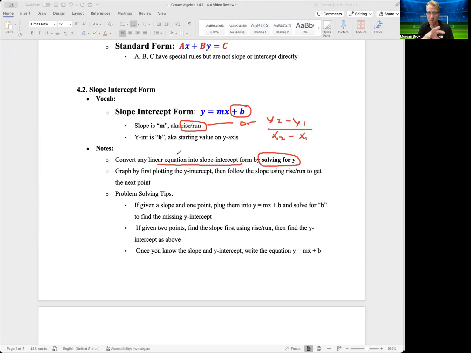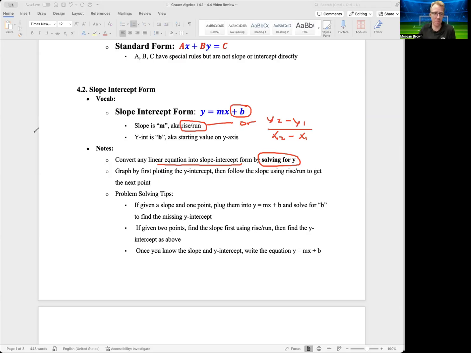Same thing you've been doing before. Move everything else away, add or subtract, move terms to the other side, and get y by itself. Once you've done that, you'll have the equation in y equals mx plus b form. You can identify the slope, you can identify the y-intercept, and you can graph it if you need to.